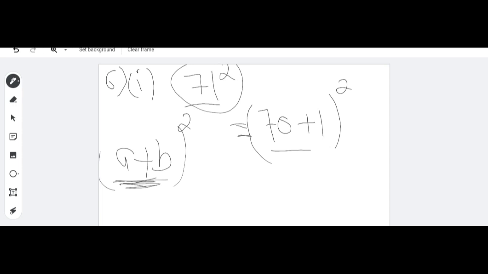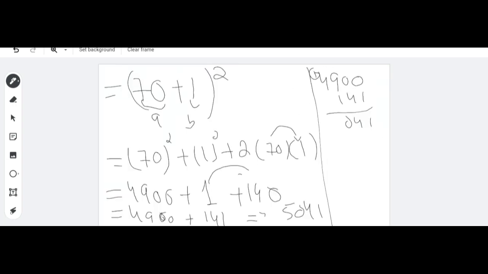This is the simplest form, like 71 square. We have to make this number an identity to represent it, to solve it like an identity. So I will break down the 71 to make 70 plus 1, that will give me the answer 71. I will put the square on the whole and solve it for a plus b whole square. But after solving this, adding this, I got this answer.